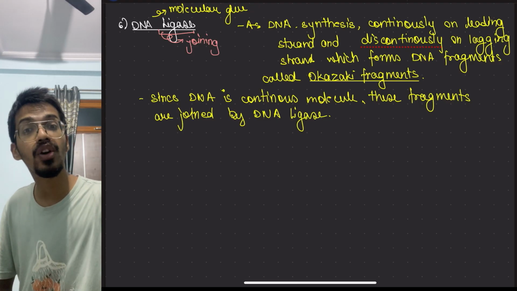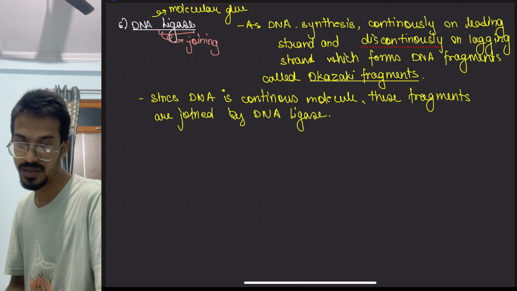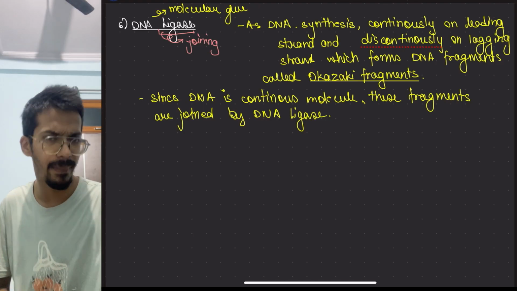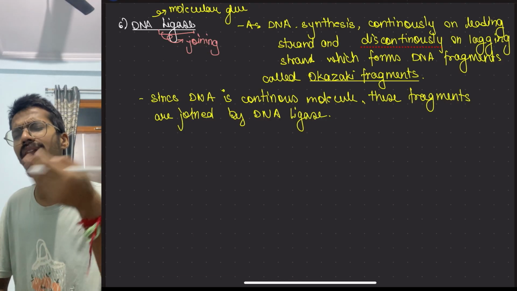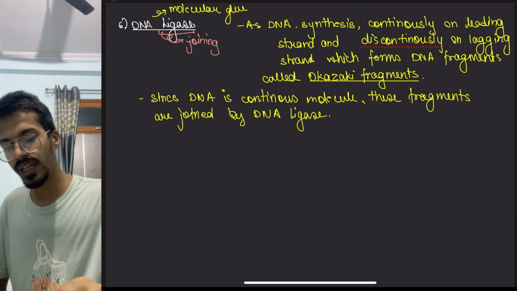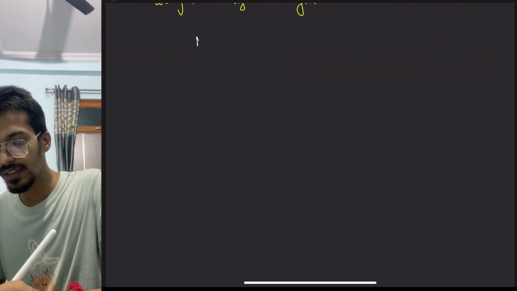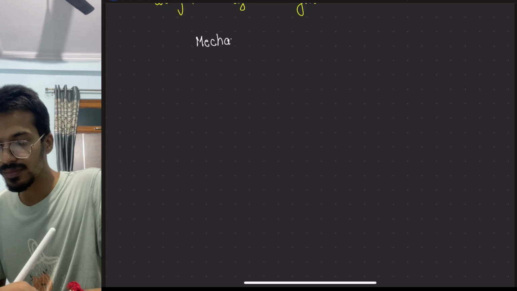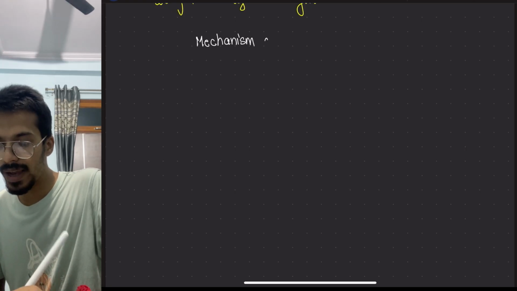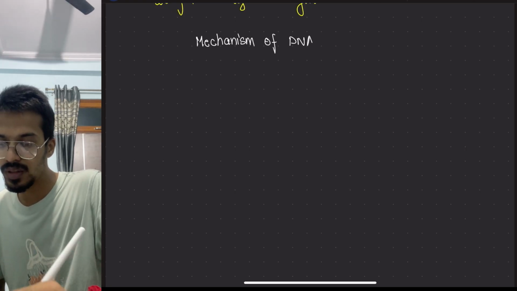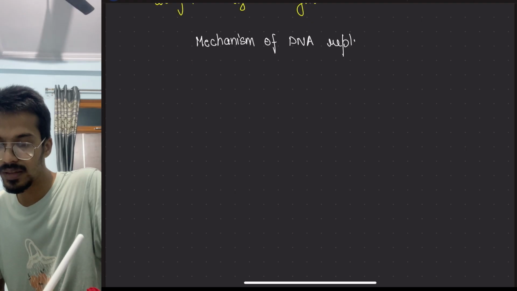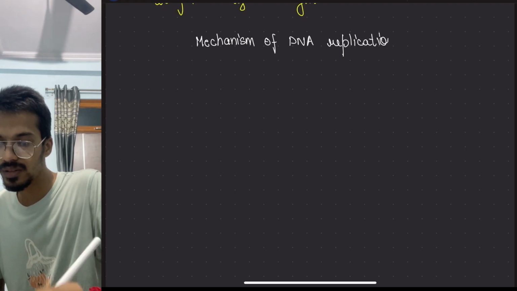Now next is the mechanism. The mechanism we're going to study in six steps. Here I'm first enumerating the mechanism; later on we will go one by one to understand it. So the next thing is the mechanism of DNA replication.